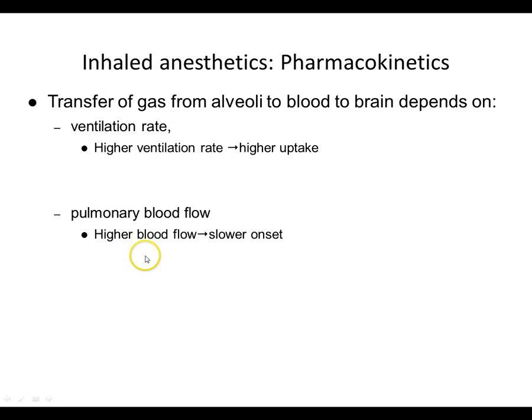Things that increase pulmonary blood flow will slow the onset. This is basically increasing the exposure to blood, and again, the blood is basically a barrier between getting the drug from the lung to the brain. So higher pulmonary blood flow will lead to slower onset of action. For example, if a patient has circulatory shock, this can actually lead to a faster onset of action.